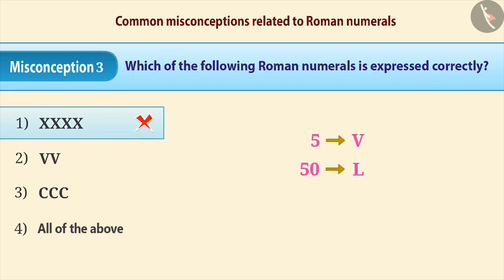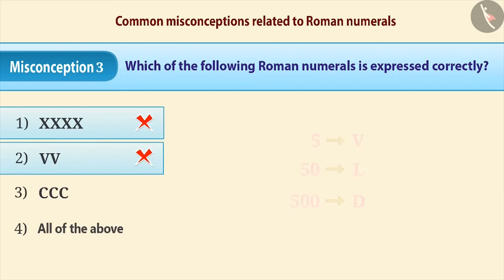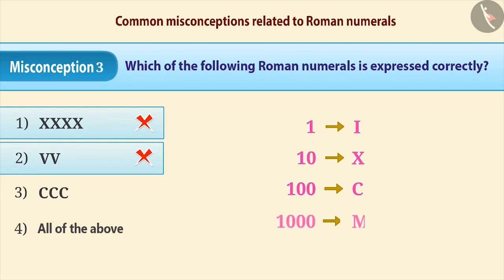Similarly, due to lack of understanding about the fact that symbols of 5, 50 and 500 are never repeated, option 2 is considered as correct. But this is also an incorrect answer. The correct understanding is that only the symbols of 1, 10, 100 and 1000 are repeated. But these symbols also can only be repeated up to 3 times. Therefore, with this understanding, option 3 is the correct answer.